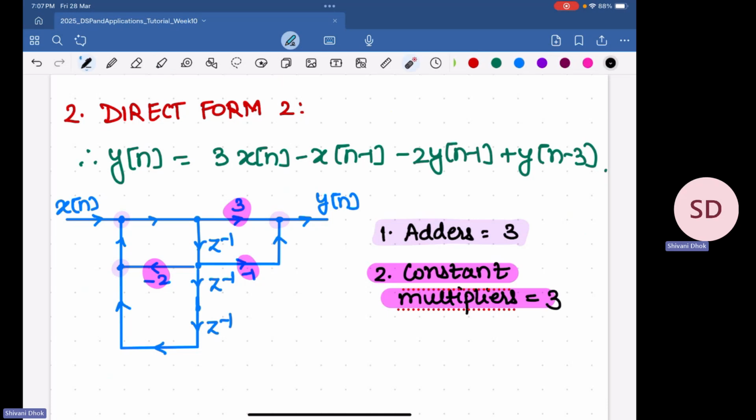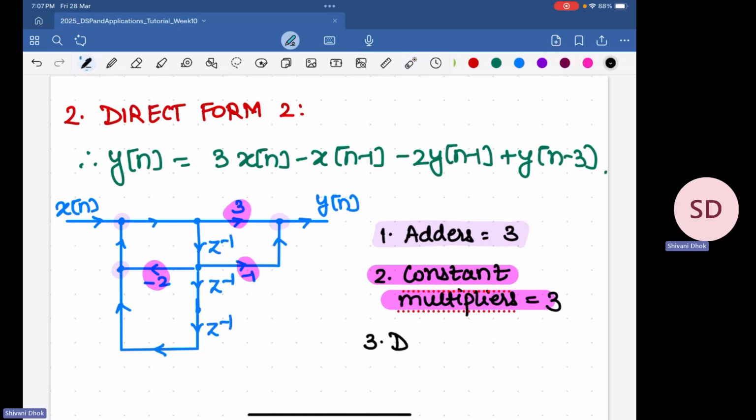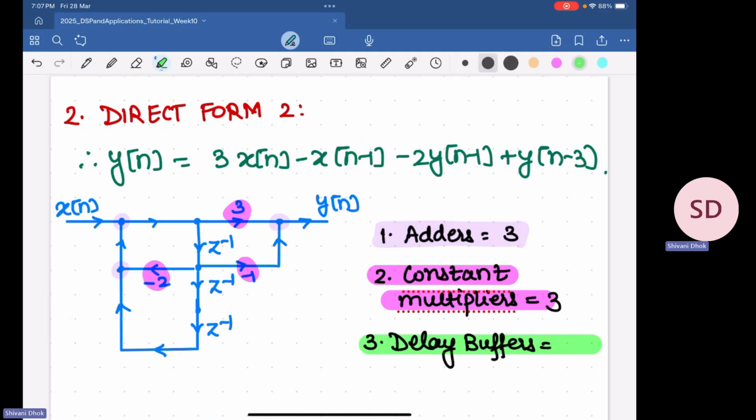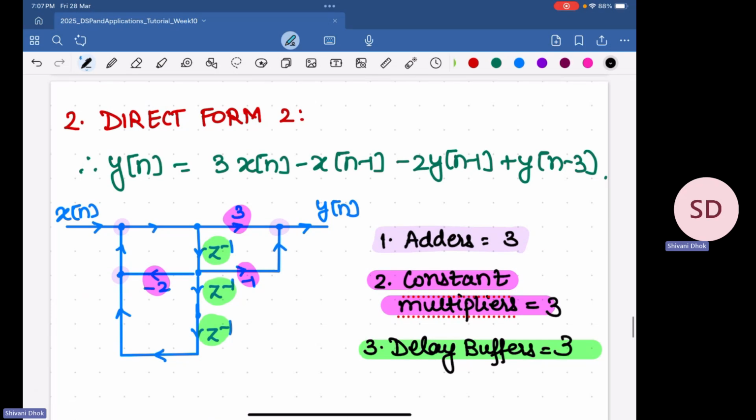And the last one is the number of delay buffers. How many delay buffers do we have? One is here, another is here, and another is here. So we have a total of 3 delay buffers.